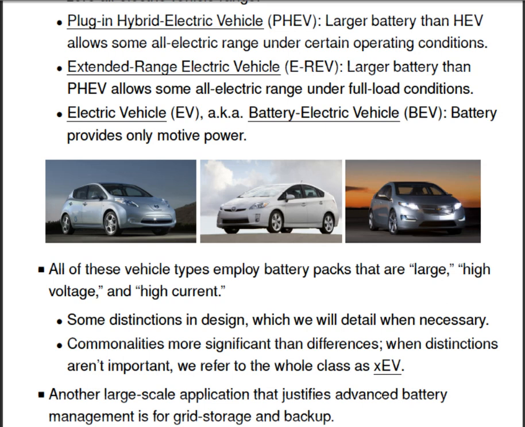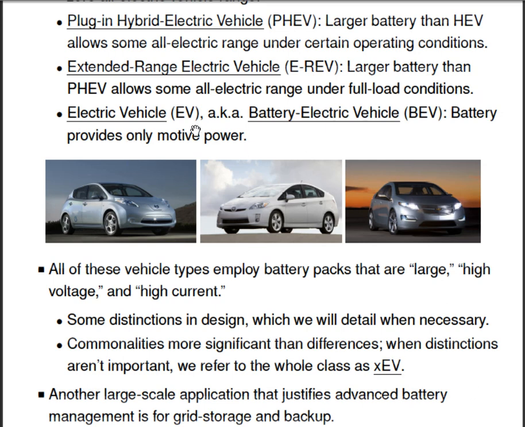PHEV is plug-in hybrid electric vehicle. Wherever the charge is getting over, you plug in and charge the battery so that you can go a further longer distance. So EREV is a higher version of PHEV. EREV is extended range electric vehicle. It allows some all-electric range under full load conditions.